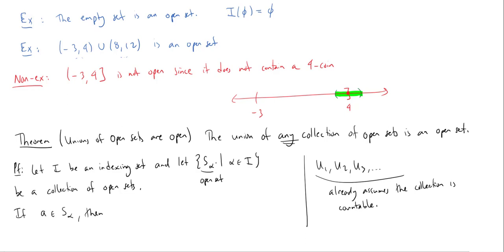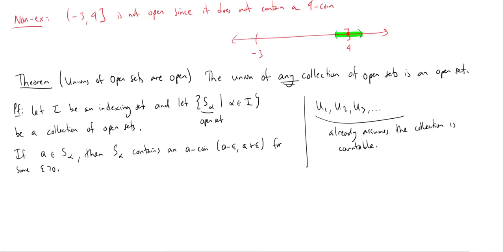because S alpha itself is an open set, then I know that S alpha contains an a-coin. Let's say a minus epsilon, a plus epsilon, for some epsilon positive. But from there, what do we know? This interval a minus epsilon, a plus epsilon is contained in S alpha. That's what it means that S alpha contains the a-coin.